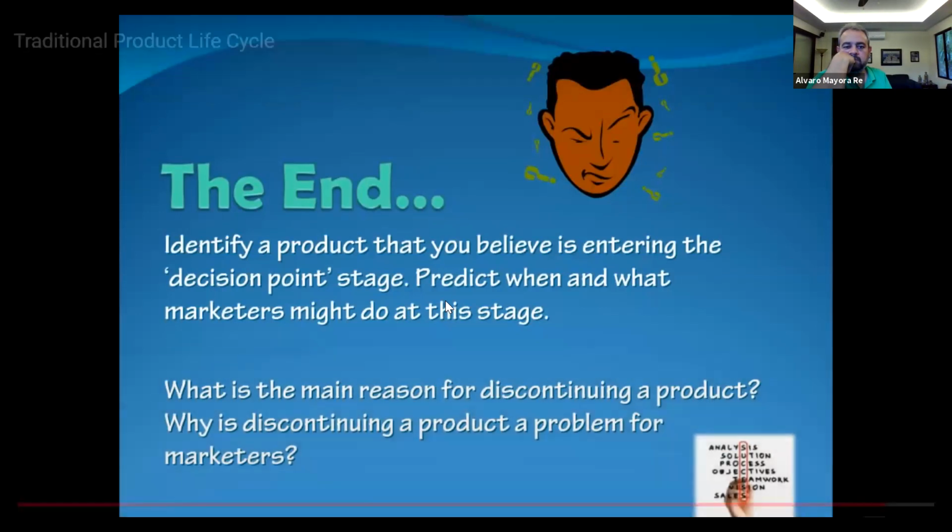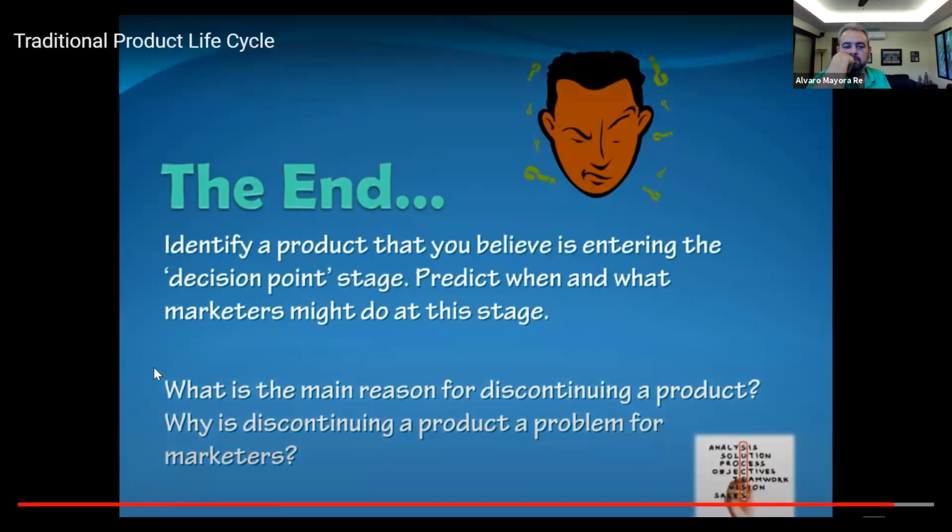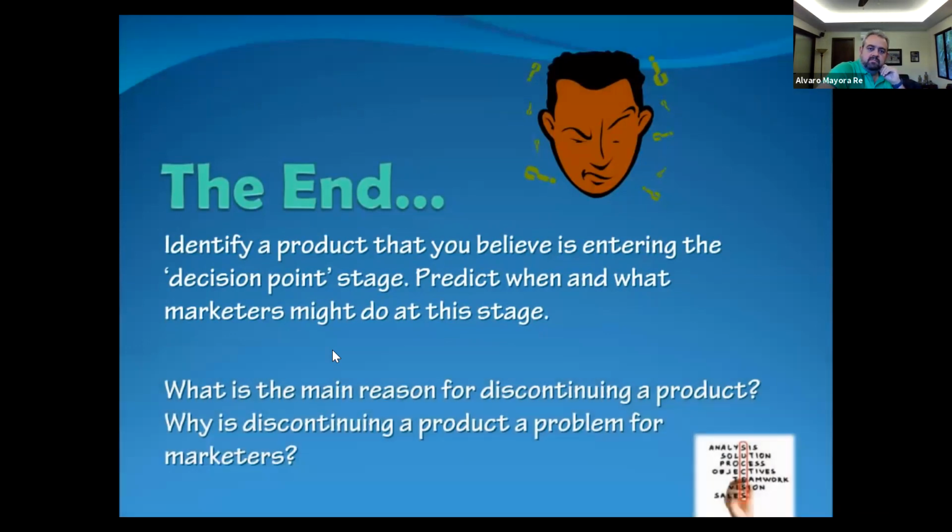So this brings us to the end of our video lecture. So I want you to do two things. First off, I want you to identify a product that you believe is entering that decision point stage. What would you do? Predict what a marketer would do, what the company would do. What might they do to change things, to turn things around? Would you do the same thing? And two, what is the main reason for discontinuing a product? Why is discontinuing a product such a problem for marketers? It's not easy. They don't jump to this right away. So why would they not do so?